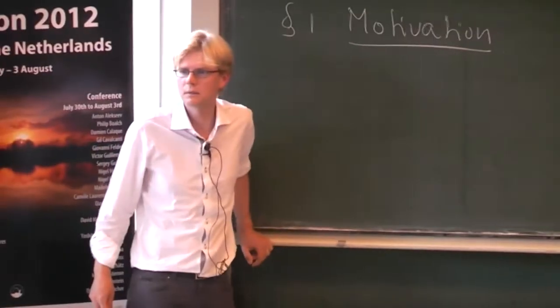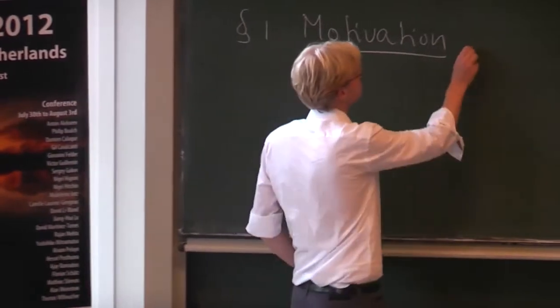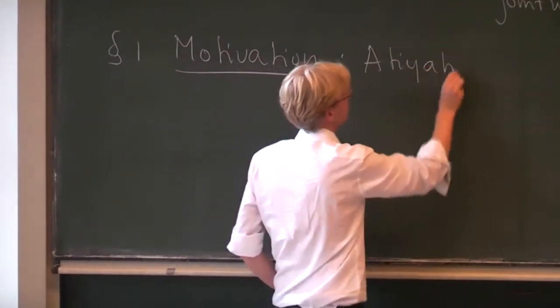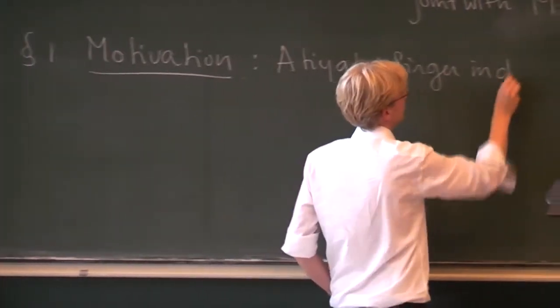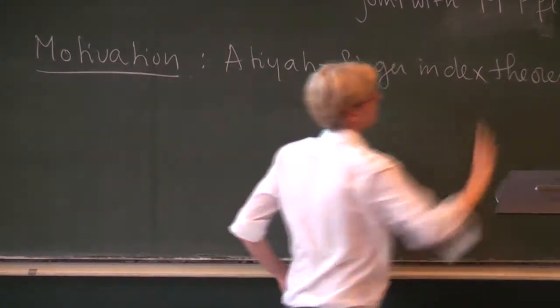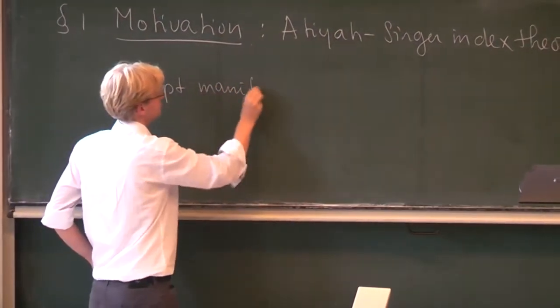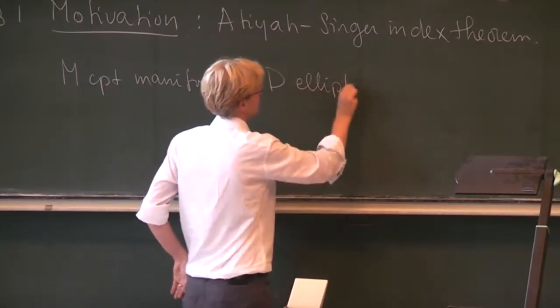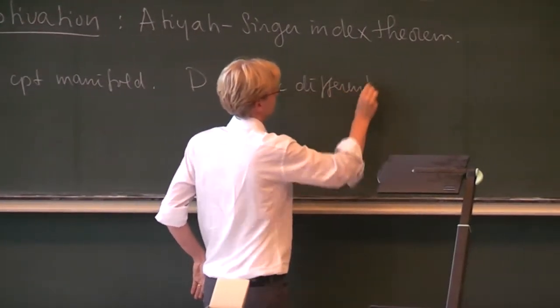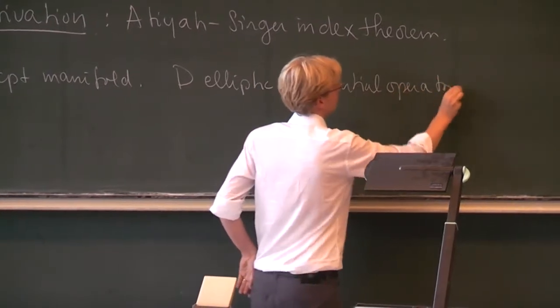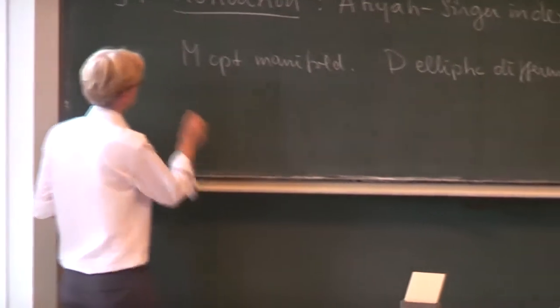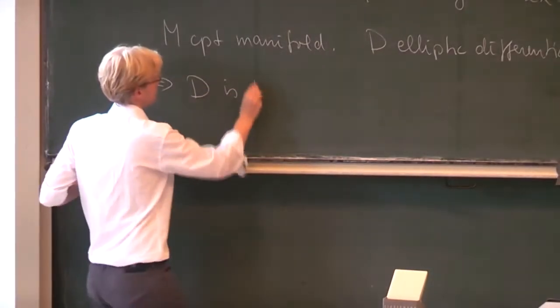So for the motivation, I want to go back to the most well-known index theorem that's around, and that's the Atiyah-Singer index theorem. We have already seen it on Tuesday, I believe, but I'll briefly recall it. So if we have a compact manifold, and I have an elliptic differential operator, then first of all, this operator is Fredholm.